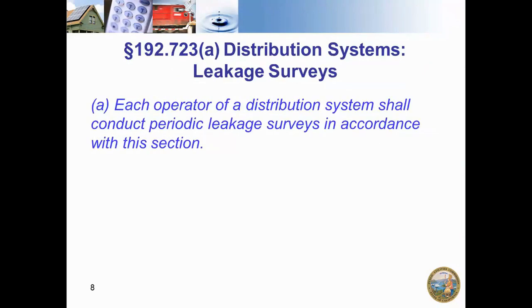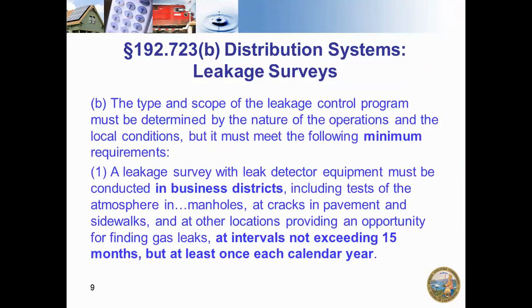So 723A: each operator of a distribution system shall conduct periodic leakage surveys in accordance with this section. The type and scope of the leakage control program must be determined by the nature of the operations and the local conditions, but it must meet the following minimum requirements. So these are, again, just like the patrol, minimums for leak survey. You may deem it necessary to perform more frequent leakage surveys if you're noticing problems with your system or believe that there could be future issues.